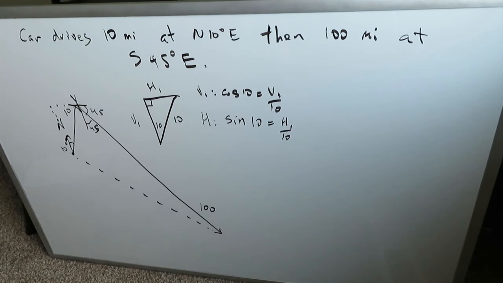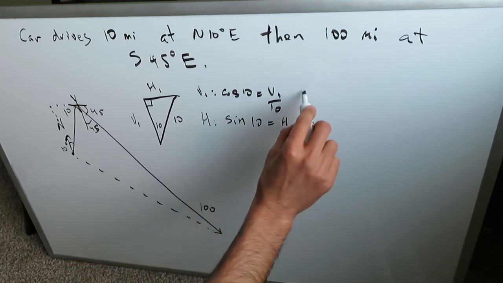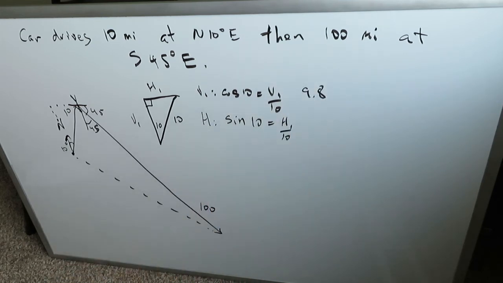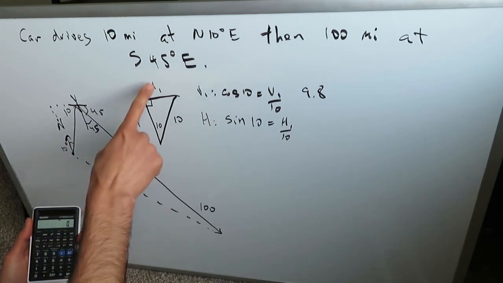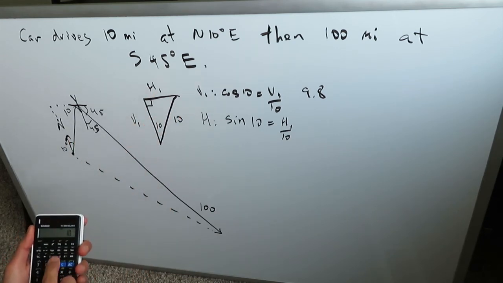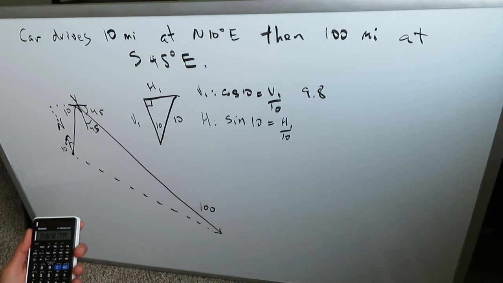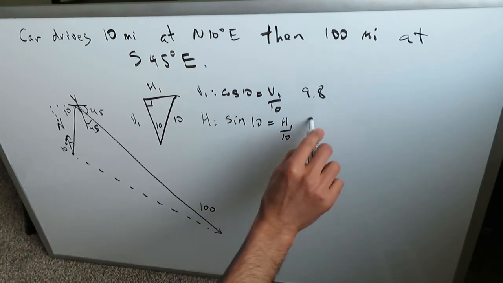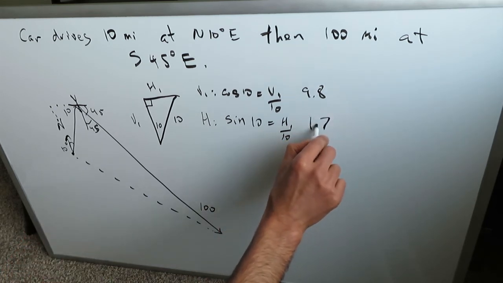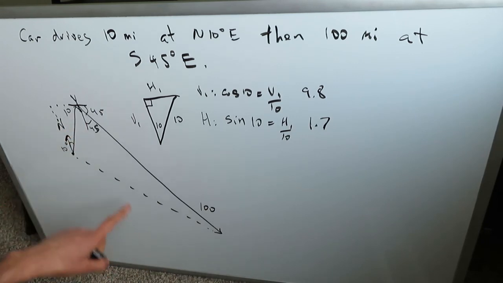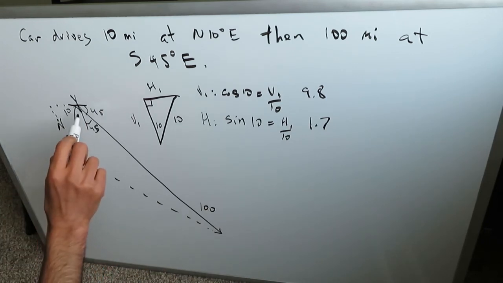Let's calculate these values out. V1 will be 10 times cosine 10. I get a 9.8. We're only going to take things to one decimal place. 9.8, that's my V1 component. Let's look at the horizontal 1 component. Sine of 10 degrees times 10, I get a 1.7. I'm only doing one decimal place, 1.7. Now we should look at our other triangle.